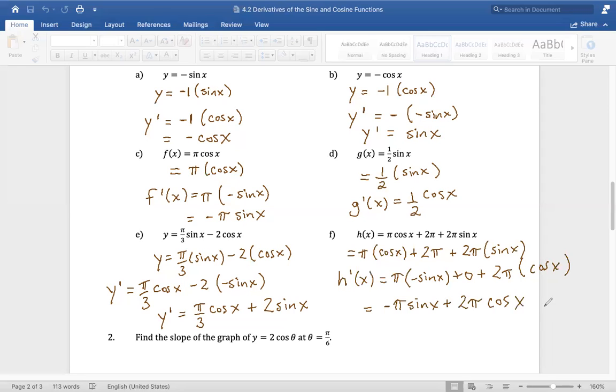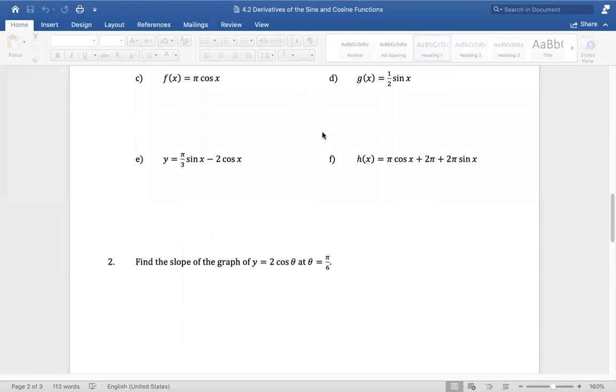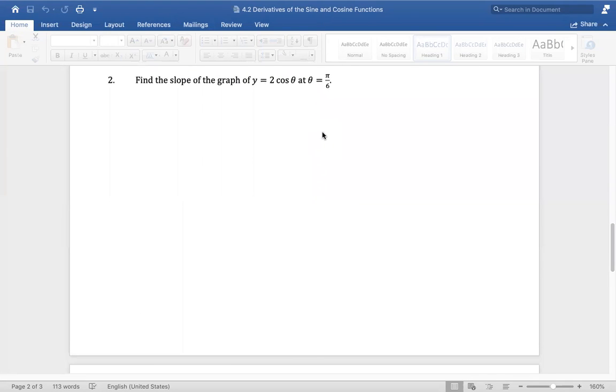Okay, let's look at some further examples of where we can use the derivative in more of a word problem. So to move this up here, I'm hoping I can fit everything in there, but we'll see. Find the slope of the graph of y equals 2 cos of theta, or 2 cos of x, same thing, evaluating it at where theta is equal to pi over 6.